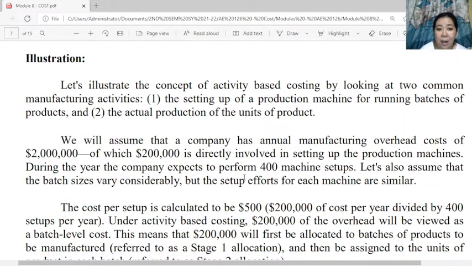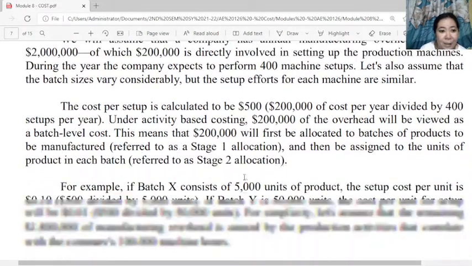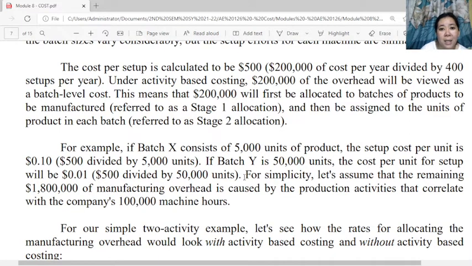During the year, the company expects to perform 400 machine setups. And let us also assume that the batch sizes vary considerably, but the setup efforts for each of these machine setups are just the same. So the cost per setup is 500. So 200,000 of cost per year divided by 400 setups per year.